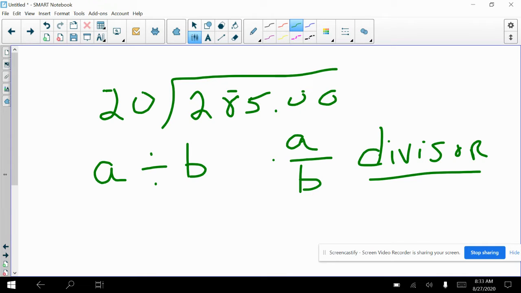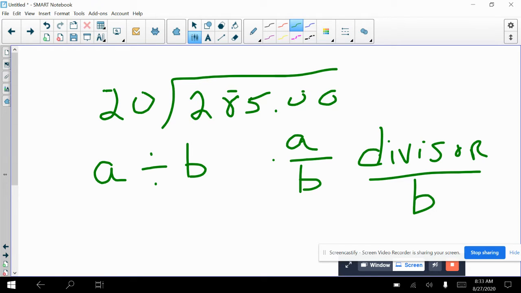Michael says A is a divisor. Anybody agree with Michael? How many of you think it's B? Do we have any honest people in here and you don't know? It's okay. There you go. All right. That's good. That's okay. That's why you're here.